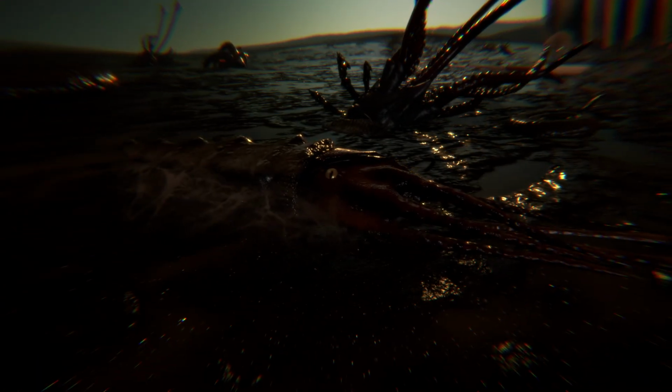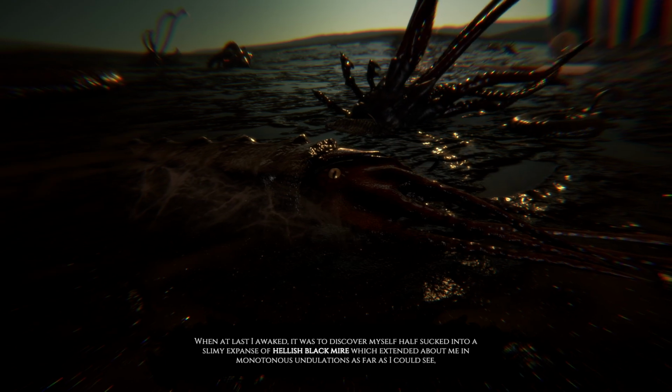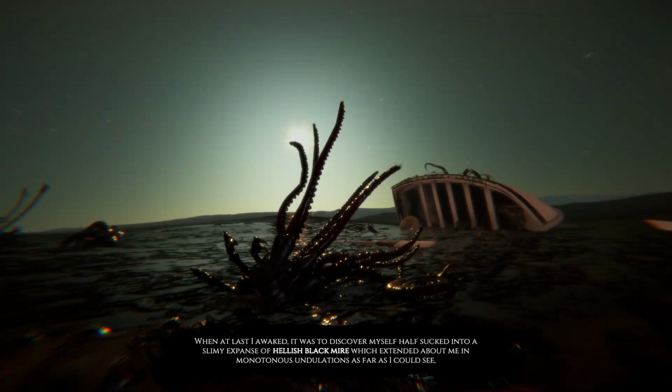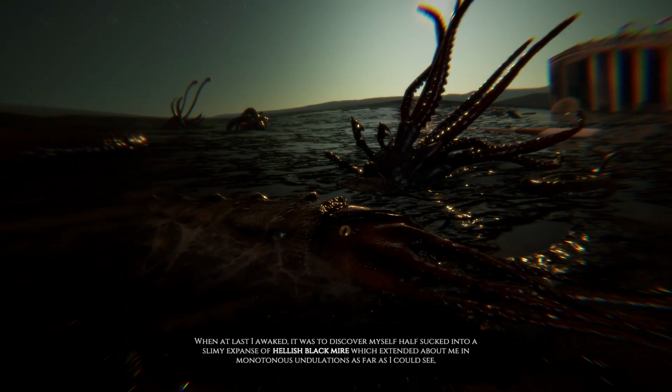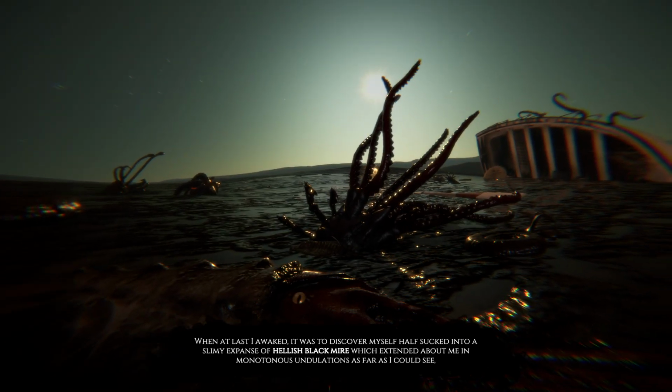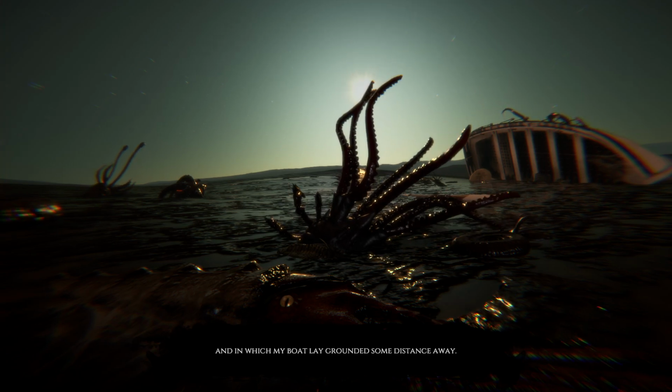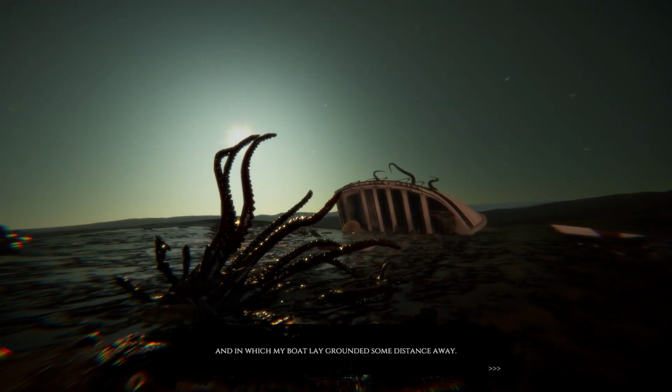It has frozen over. When at last I awoke, it was to discover myself half sucked into a slimy expanse of hellish black mire, which extended about me in monotonous undulations as far as I could see, and in which my boat lay grounded some distance away.